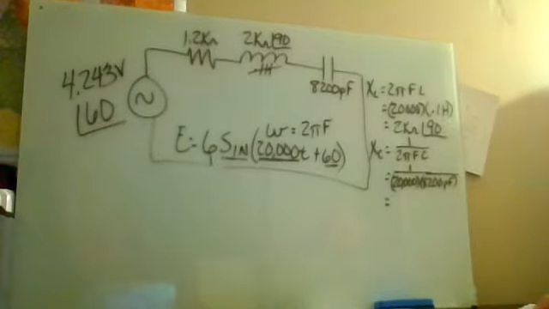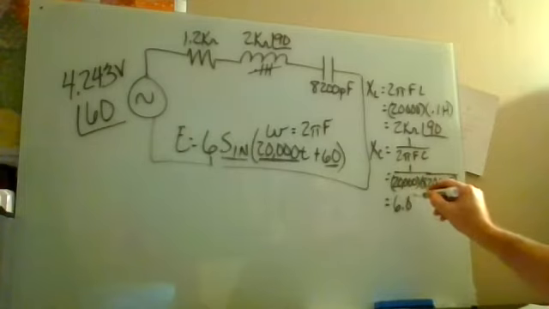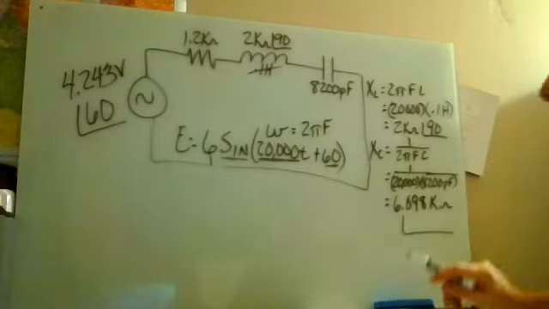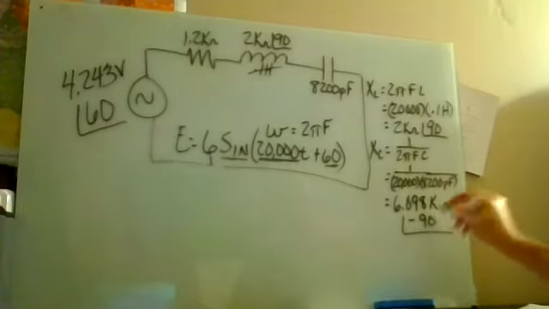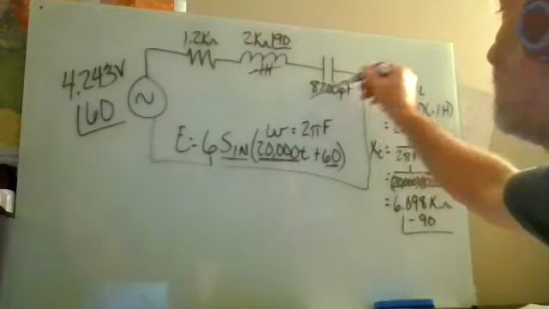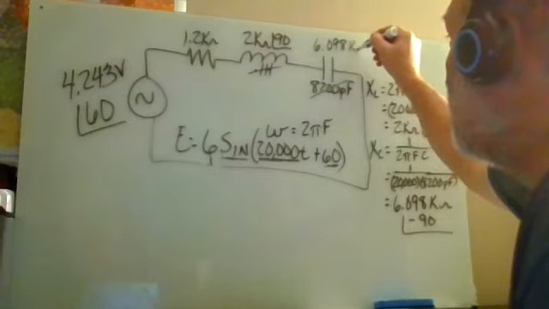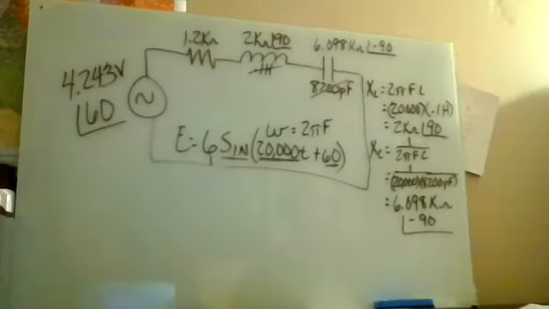So I'm going to put 20,000 times 8,200 exponent negative 12 equals, and then I hit shift reciprocal equals. When you do that, you should get 6.098 K ohms at an angle of what? What are my capacitors at always? Negative 90. So I'm going to line out my 8,200 and put 6.098 K ohms at an angle of negative 90.